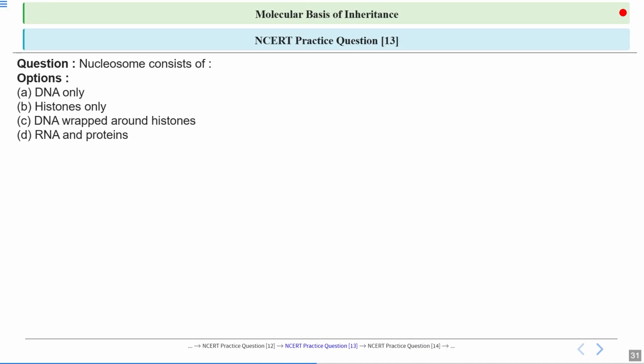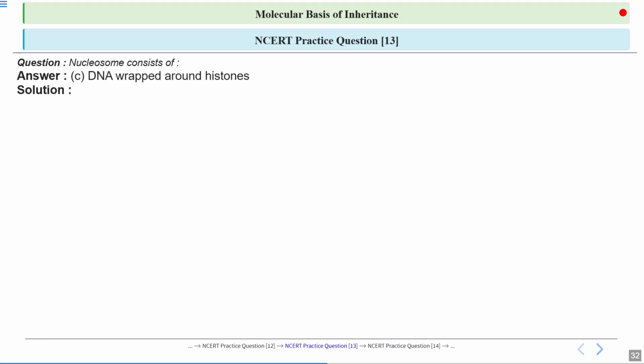Next question: nucleosome consists of. Again a very easy question. Nucleosome is present in the eukaryotic cell. It helps in chromosome DNA packaging. What are the options? DNA only, histones only, DNA wrapped around histones, or RNA and proteins? What is the correct answer? Let's have a look at the answer. Option number C is the correct answer.